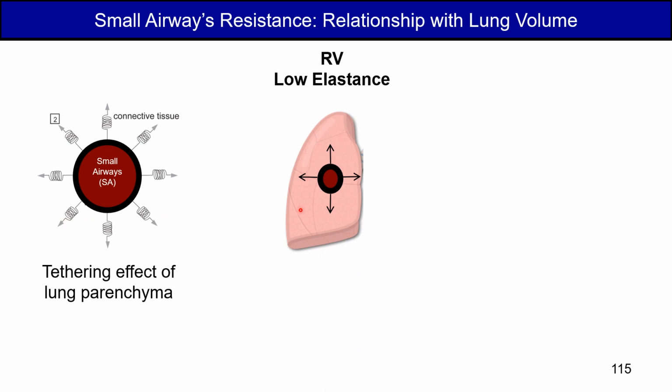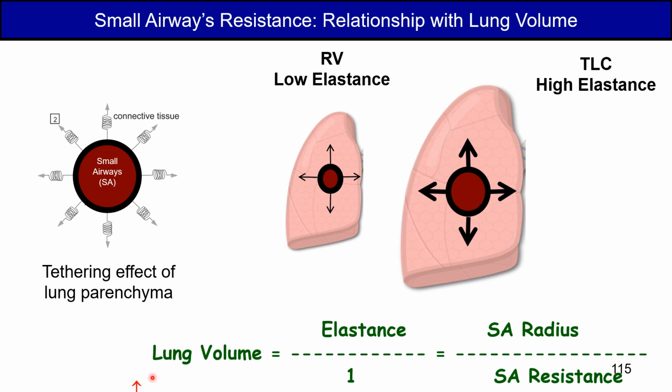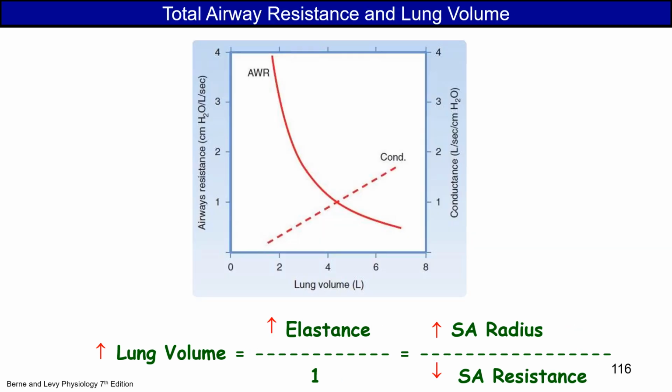At residual volume, there's low lung elastance and therefore the tethering effect is small, and therefore the radius is likewise small. At TLC, since the greater the lung volume, the greater the elastance, we have a higher lung elastance and therefore there's a greater pull on the small airways, and therefore the radius is much greater compared to that of residual volume. And therefore, the greater the lung volume, the greater the lung elastance or the tethering effect, the greater is the radius, the smaller is the small airway resistance.